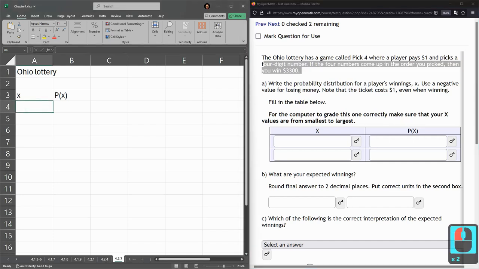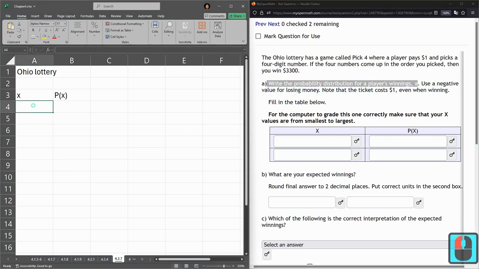So here, X is the player's winnings. All right, so we'll do lose first. If you lose, what do you actually lose? Well, it costs you a dollar to play, so you win negative $1. Now it seems like if you win, you should win 3,300, but you did pay a dollar to play. So you really win 3,300 minus one. So you win 3,299.